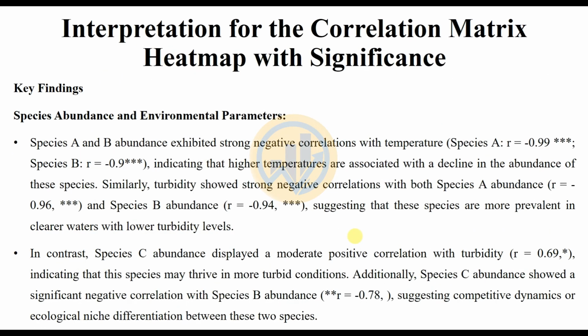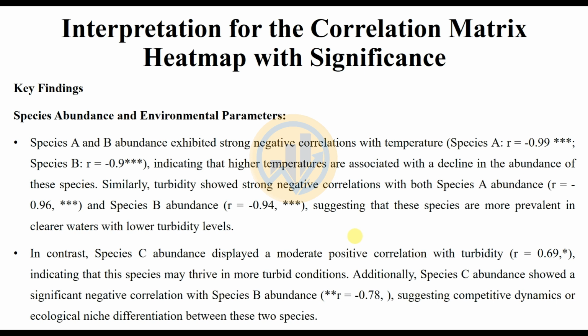The interpretation for the correlation matrix heat map with significance, key findings. Species abundance and environmental parameters. Species A and B abundance exhibited strong negative correlation with temperature. Species A R is equal to minus 0.99 and species B R is equal to minus 0.9, indicating that higher temperatures are associated with a decline in the abundance of those species.